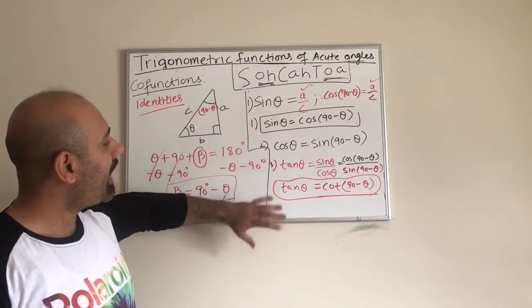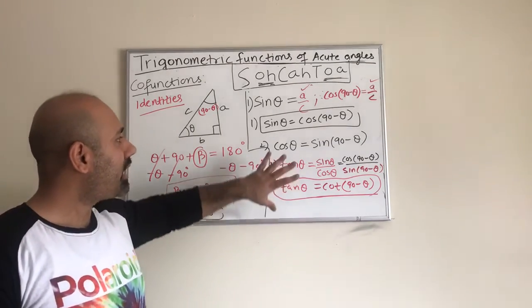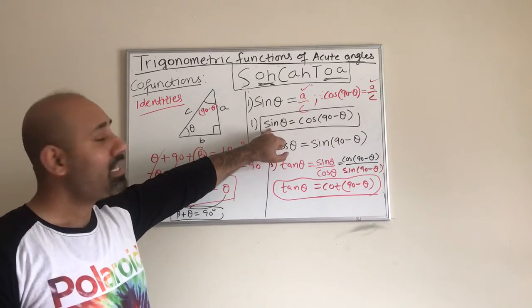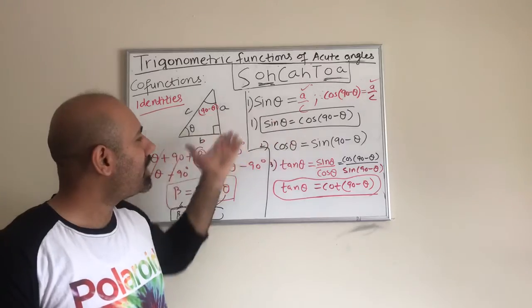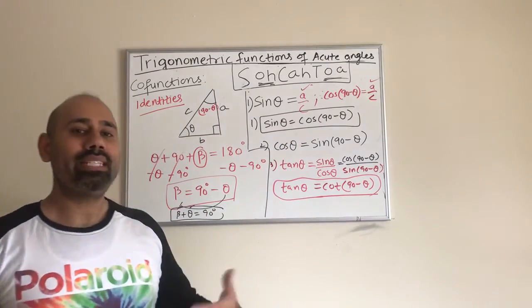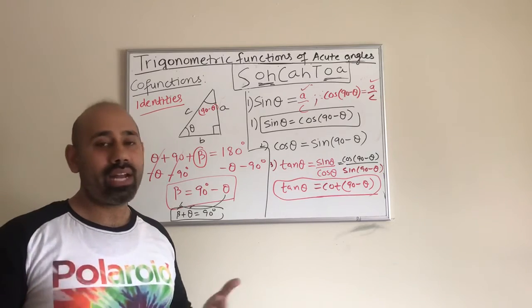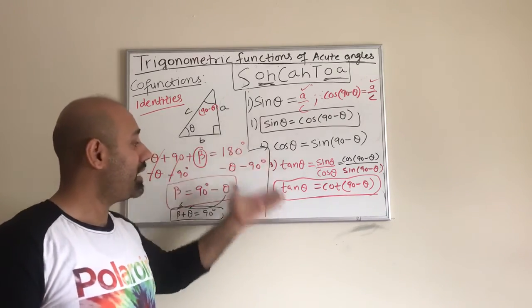Guys, similarly, we can have cosecant. We know cosecant is the reciprocal of the sine. So if I have to write the co-function identity for a cosecant, then it's going to be 1 over sine. That means it's going to be 1 over cosine, and 1 over cosine we know is the secant. So you can figure out the cosecant, cotangent, and the secant based on these three.